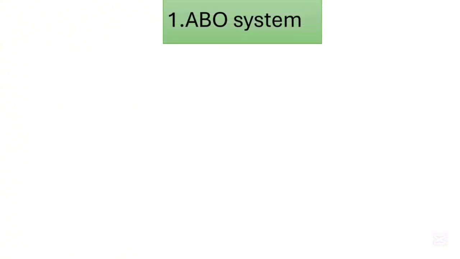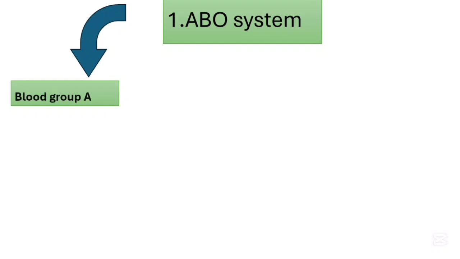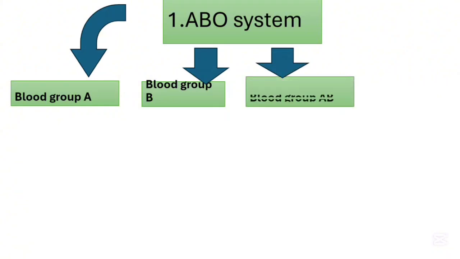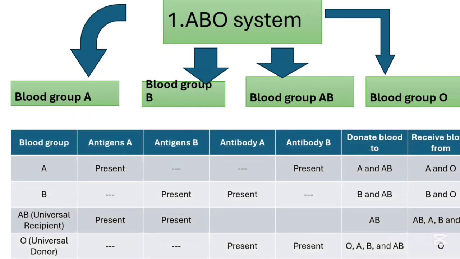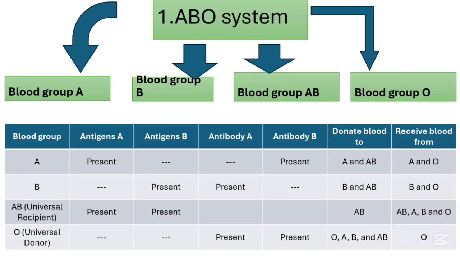Let's look at the ABO system. Based on the ABO system, we have blood group A, blood group B, blood group AB and blood group O. So according to the ABO system, there are 4 major blood groups. Blood group AB is known as universal recipient, and blood group O is called universal donor.